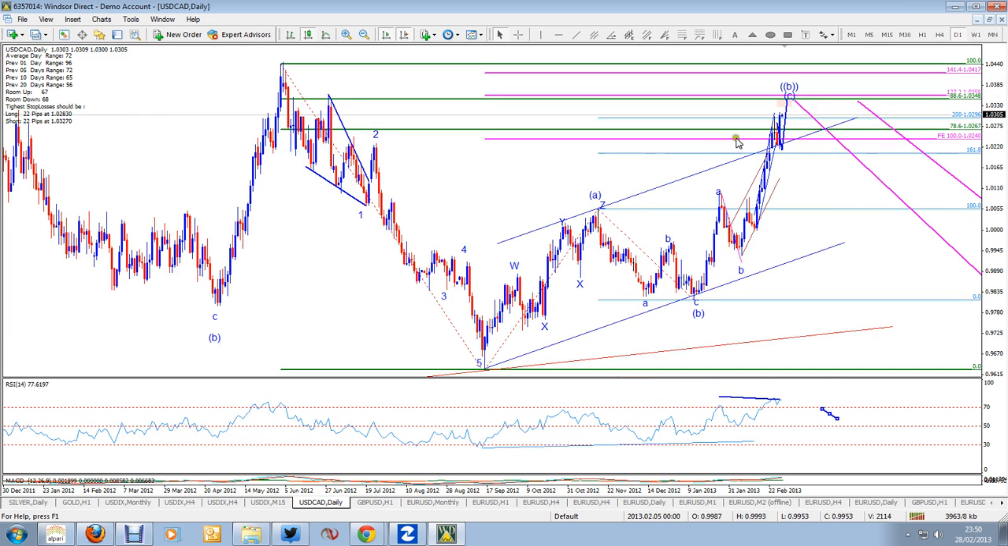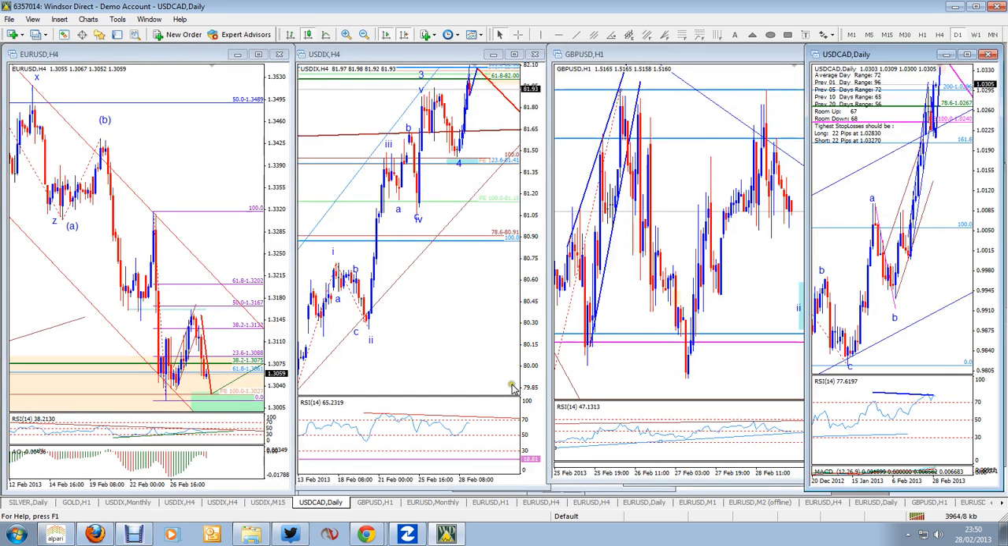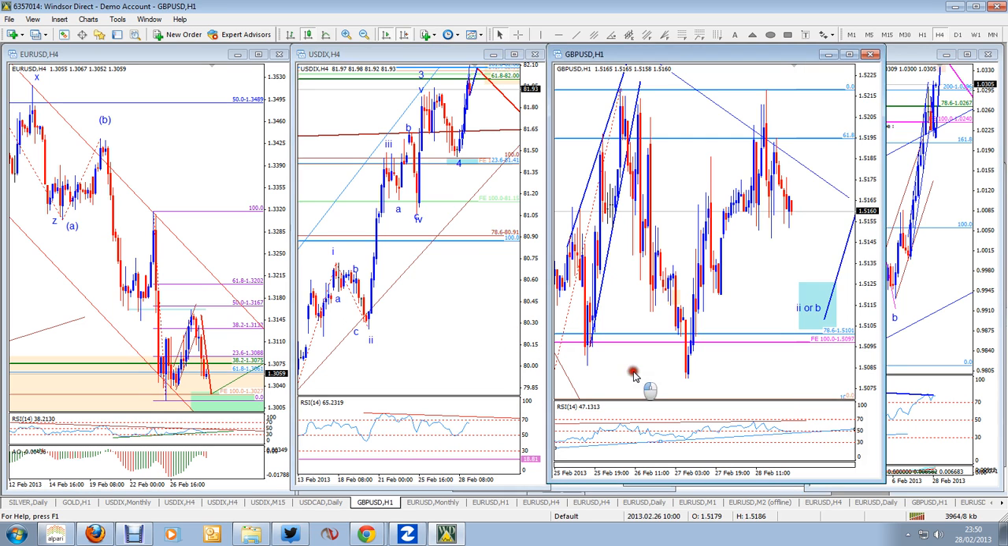And once it's topping out, then of course we should be coming back down, back to this horizontal level here. Dollar Canada, pound, and euro. So that's all then. That is all.